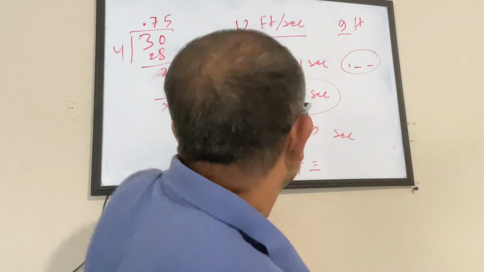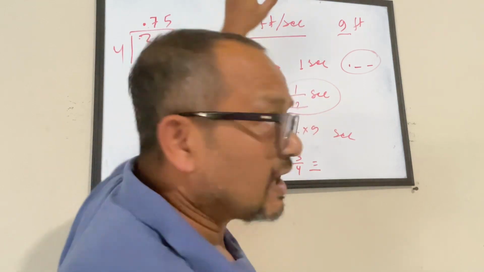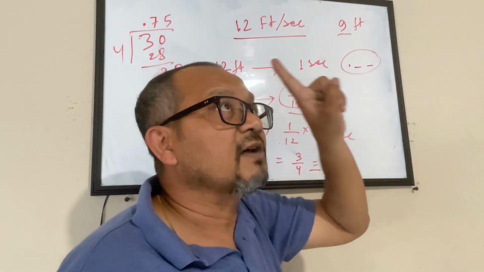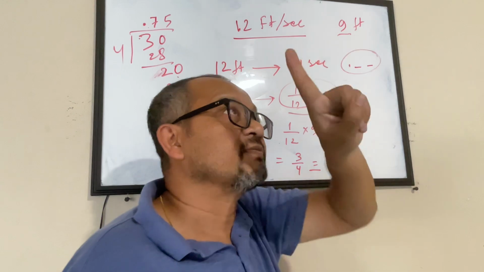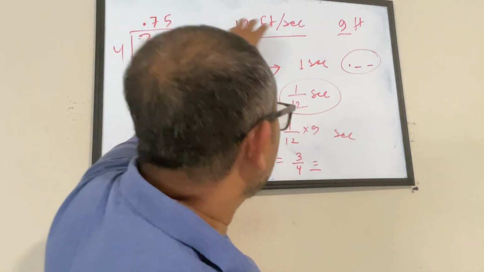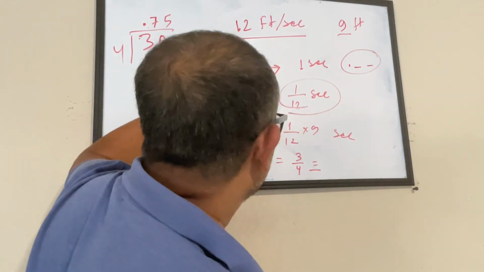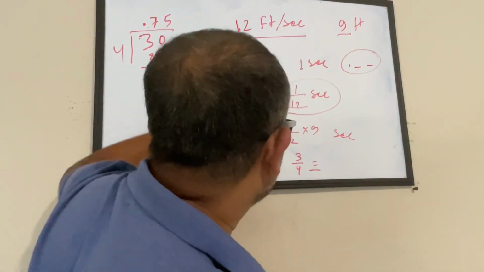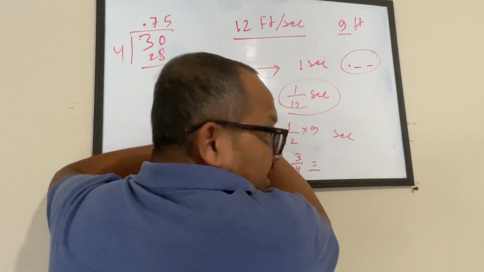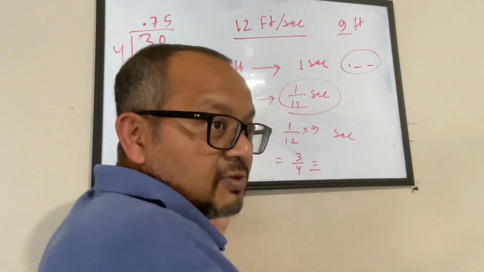It's very simple. 12 feet per second is my speed. That means I will need 1 second for 12 feet. What you have to find is 9 feet. How long will it take for 9 feet? So 12 feet in 1 second, 1 foot in 1/12 of a second, 9 feet in 9 times the time I'm taking for 1 foot. That's it. There's no formula needed.